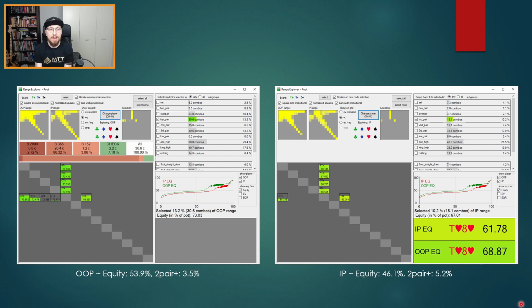The biggest one that I haven't highlighted here, I'll just bring this back in. You can see that overpairs for the out of position player are 10.4% versus 2.1% for the in position player. So when you're thinking about why the out of position player has more equity here, despite having a two pair plus disadvantage, it's really driven by having way more top pairs and overpairs as a proportion of their range.